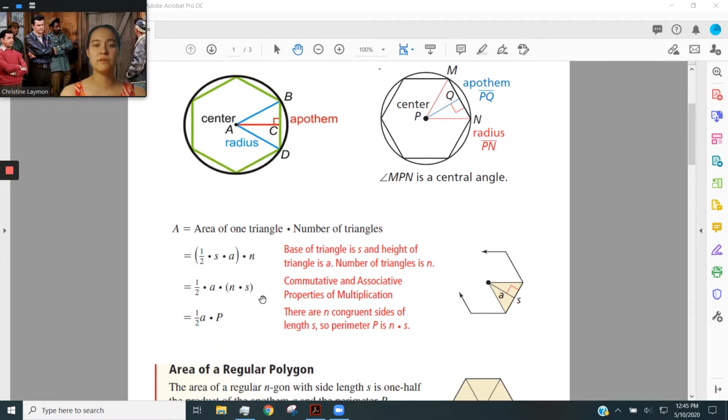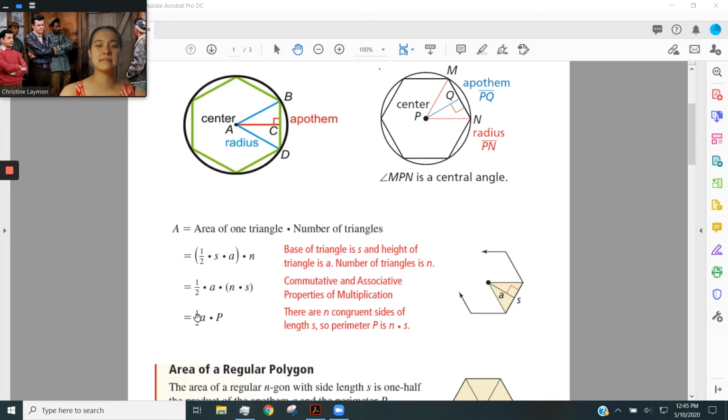Okay, so moving on, notice what we've said here. S is going to be that side length, so all the way across that side length of the triangle. A is the apothem, that's the height of the triangle. That's something important to note. Apothem and height are the same thing. N is the number of triangles. So notice that 1/2 SA, that's basically 1/2 base times height. This stuff in parentheses is the area of the triangle. Times the number of triangles gives me the full area of this polygon.